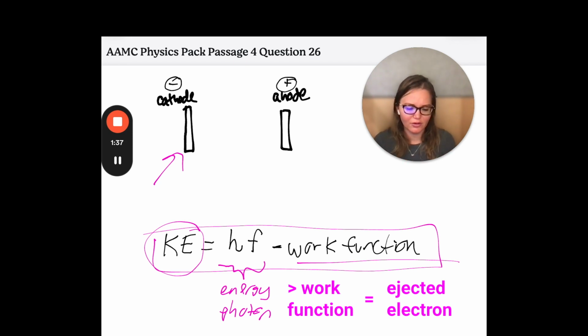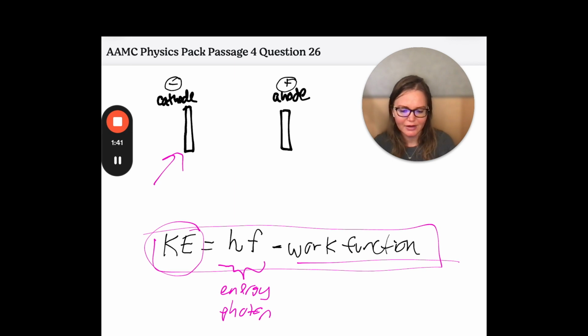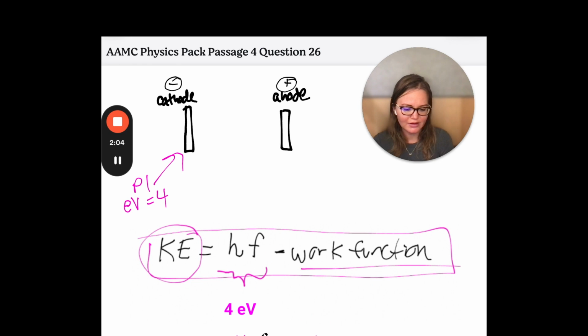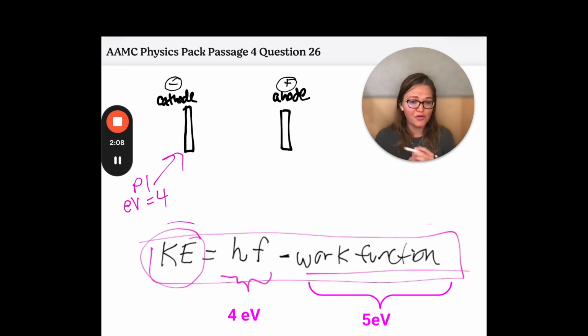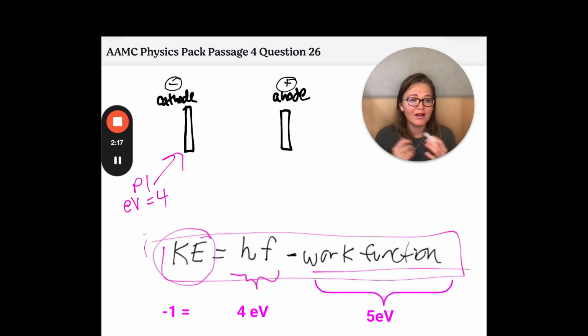If not, so let's say that we have a photon here, and I'm going to call this P1. And we're going to say photon 1 has an energy of 4 electron volts. And let's say that the work function of the metal for the cathode is 5. If our photon 1 has an energy of 4 eV, but we need 5 eV to overcome the work function of that metal, well, we don't have enough energy, right? We have a negative quantity here. So no electrons are going to get ejected from that metal. So photon 1 is unhappy here, right? He wasn't able to eject any electrons from our metal.